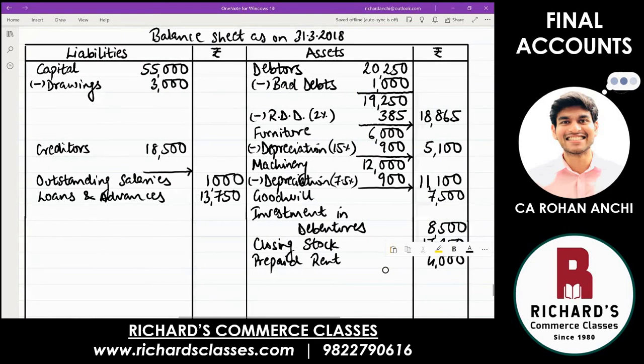And you see that creditors is 18,500. We don't have to pay 18,500. We will be paying them less because of discount. So write down less discount. And the rate of discount is 3%. So calculate 3% of 18,500. 555. Yes. Deduct and tell me what is the value now. $17,945.